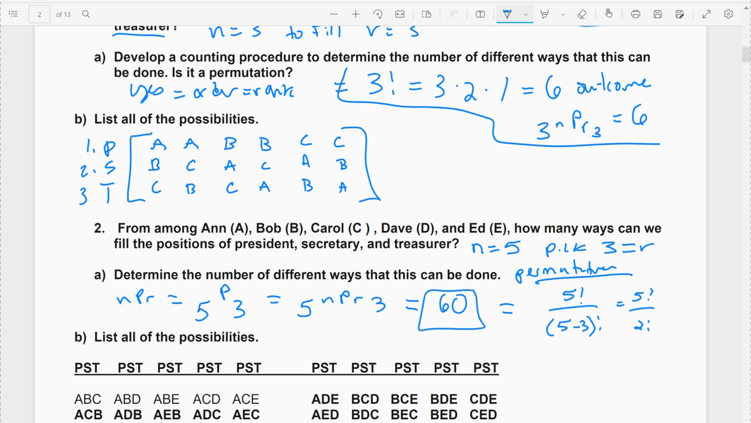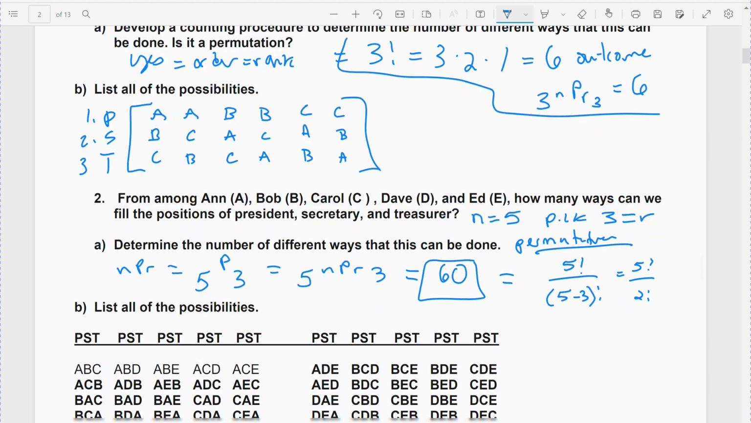So again, permutations start to get big the more numbers you add. Right? When we only had 3 people, there were 6 groups. When we add 2 more, just 2 more people, it ups it from 6 to 60. Gets it times 10 bigger.